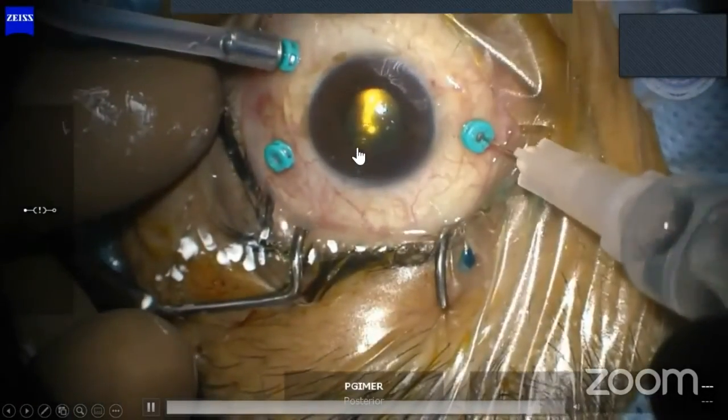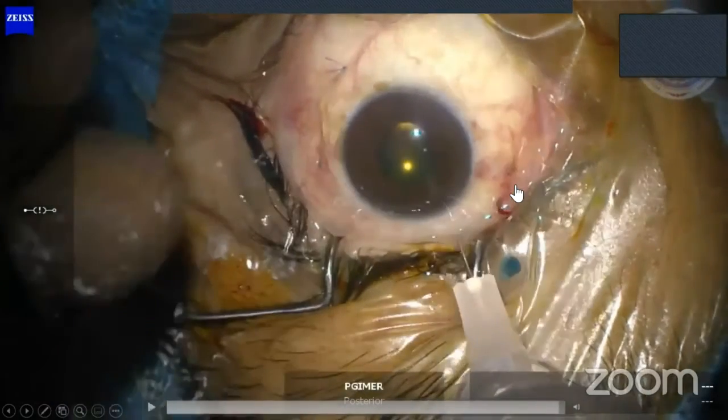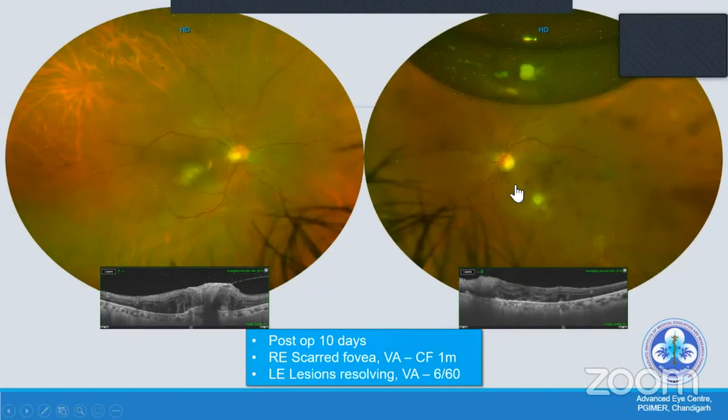So this is the SF6 going in, and also intravitreal voriconazole was repeated at the end. This was post-operatively, 10 days post-operatively. You can see this lesion has completely gone. The retina is attached, and even this lesion has started to scar.